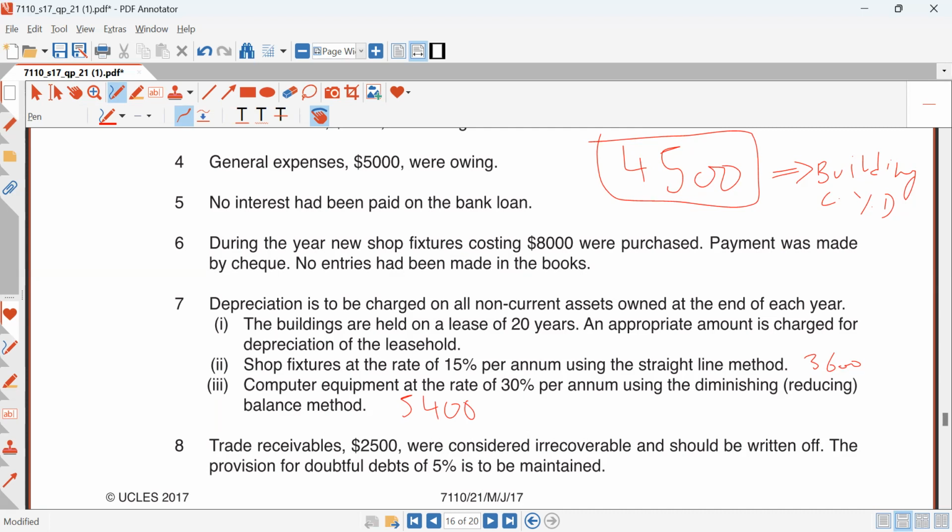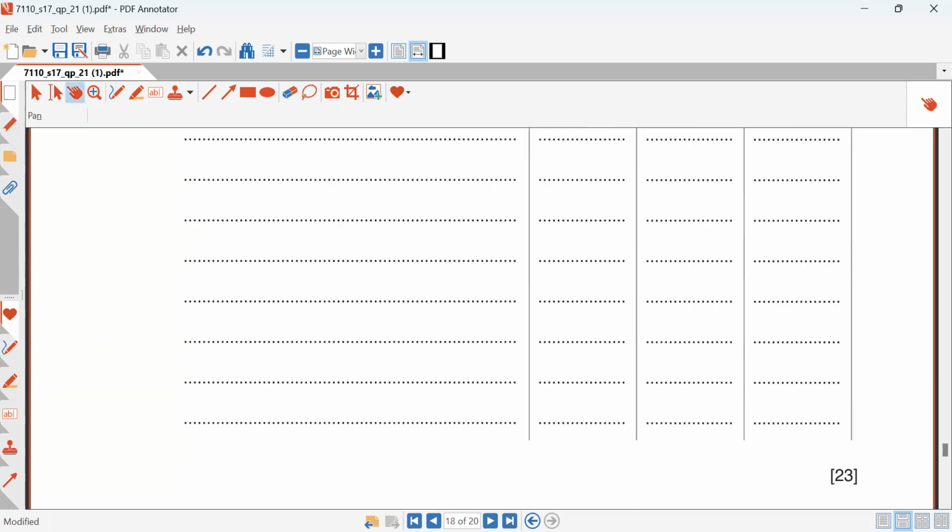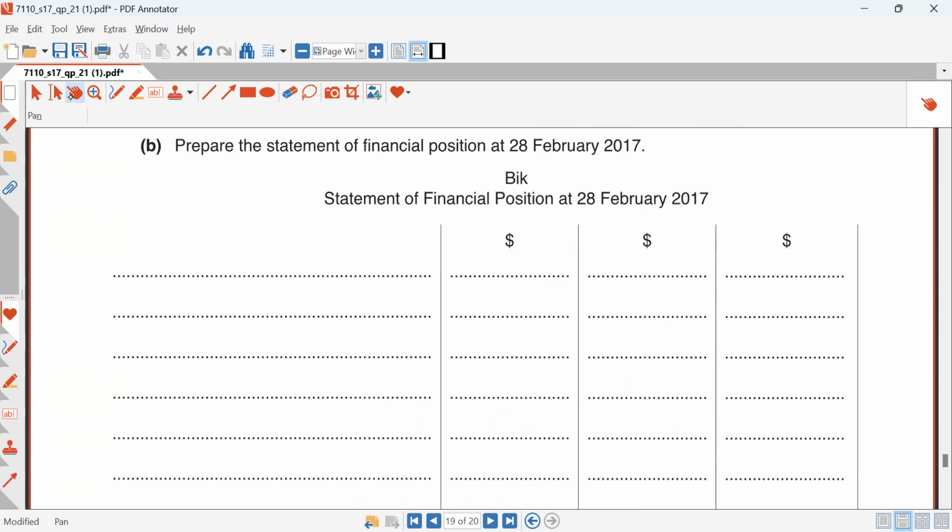But when we are preparing the statement of financial position, we need to understand accumulated depreciation. What is the difference between the current year's depreciation and accumulated depreciation? Accumulated depreciation is simply the provision for depreciation plus the current year's depreciation. Accumulated depreciation means total depreciation. You must know the meaning of accumulated. Accumulated means sum, total. So accumulated depreciation means total depreciation.